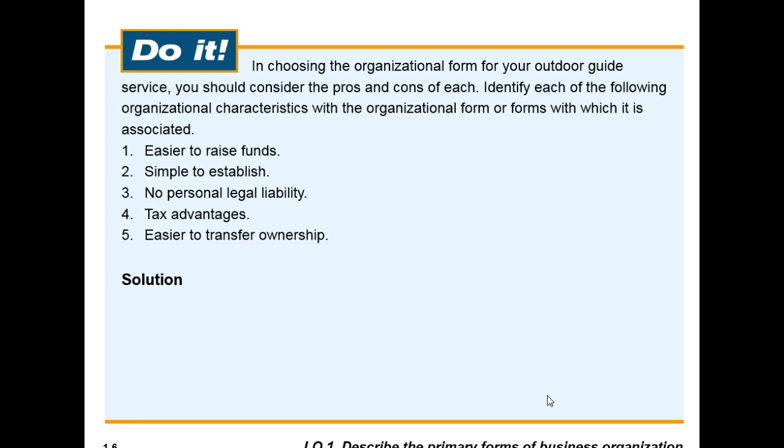In choosing an organizational form, let's pretend we're going to do this outdoor guide. Anyone into fishing or hunting or anything? Okay, you're going to be an outdoor guide and you want to take people on adventures. You should consider the pros and cons of each. Identify each of the following organizational characteristics with the organizational form or forms with which it is associated. So we're dealing with a corporation. I'm just giving you the options. We're dealing with a corporation. We're dealing with a partnership. And we're dealing with the sole proprietor. Okay?